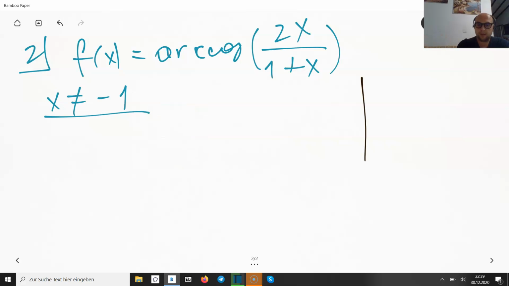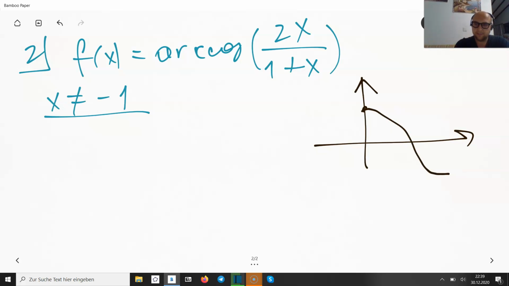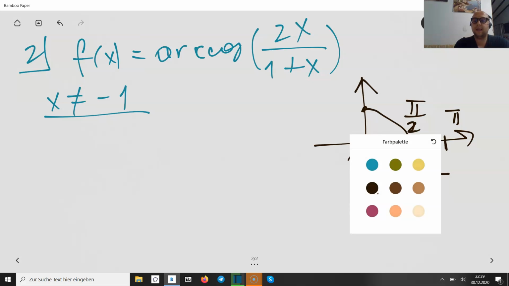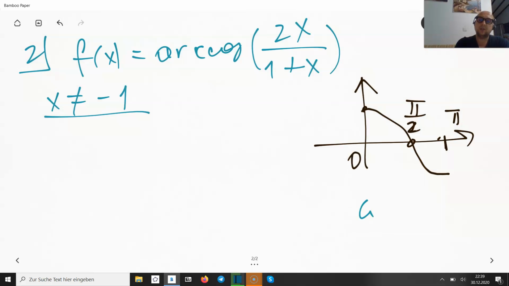Now, if we look at the cosine, we start normally at 0, 1, and then we go like this, right? So this is the graph of the cosine, like this. That would be pi, that would be pi divided by 2, and that one would be 0. And exactly, so you see the cosine actually is a function.